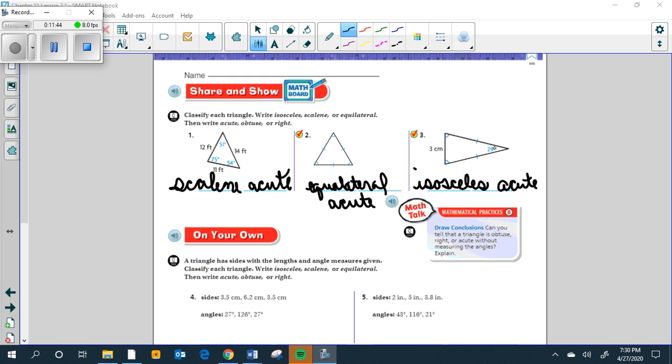All right, so if you would, go ahead and jump into today's assignment, 11.2. Make sure you do the spiral review so we can go over that for our bell work tomorrow.